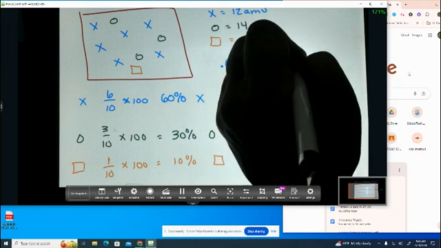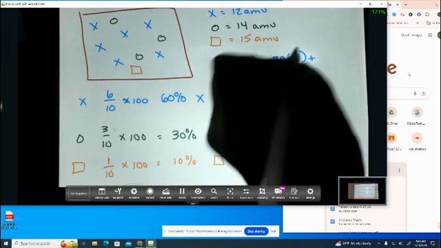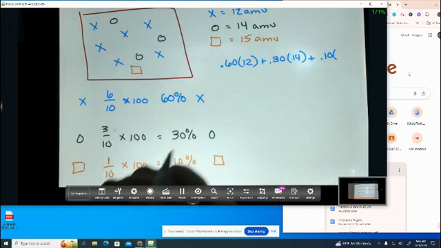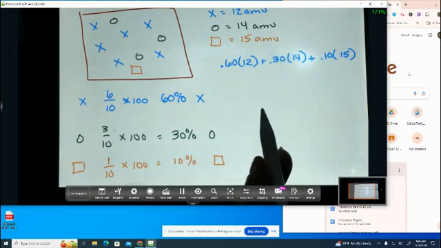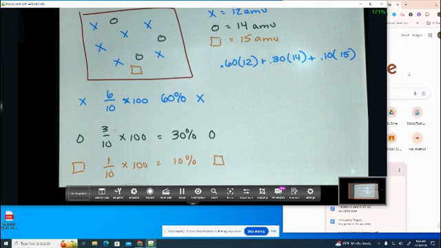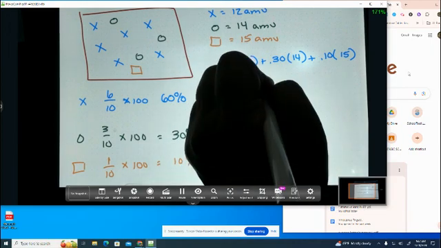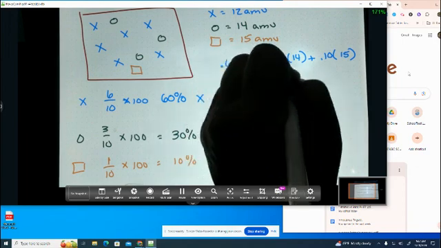0.3 times 14 and 0.10 or 10% times 15. And then we just do the math, and hopefully my average comes out close to 12. So remember, I made these numbers up. 12.9? Okay. I like it.